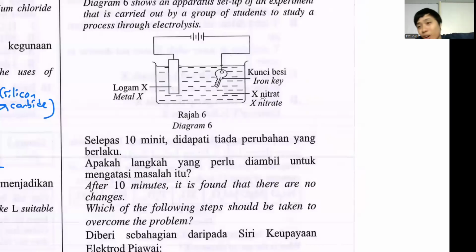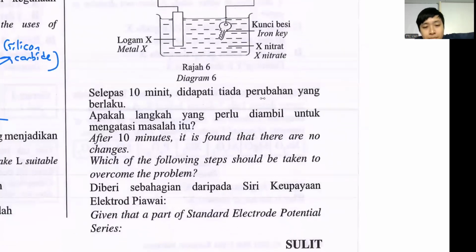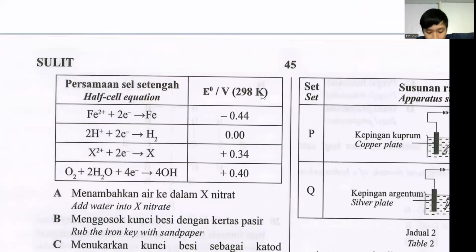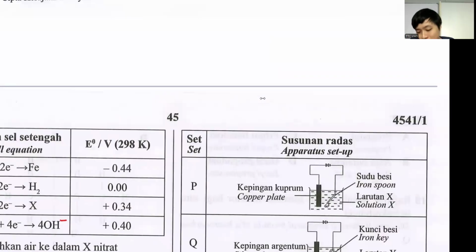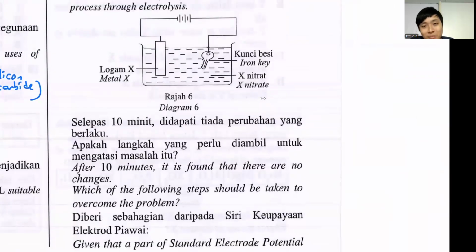Why? It means the oxidation and reduction doesn't happen. What's the problem? Then they tell you all the E-naught values. For iron is negative 0.44, hydrogen is 0.00, then you got X is positive 0.34, the OH minus is positive 0.40.